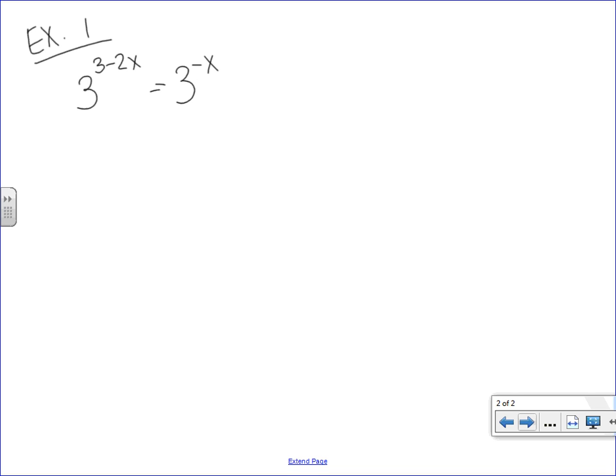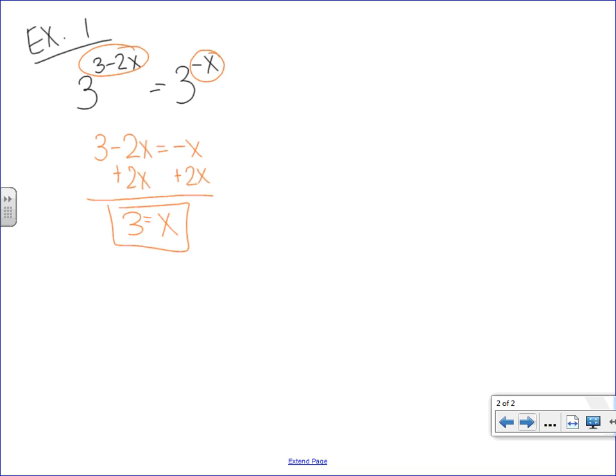So if 3 to the 3 minus 2x power is equal to 3 to the negative x power, we can assume that this exponent has to be equal to this exponent. So we're going to say, well, that means 3 minus 2x is equal to negative x. We can go ahead and solve. Add 2x to both sides. 3 is equal to x. Done. Answer. And we can go ahead and check that.